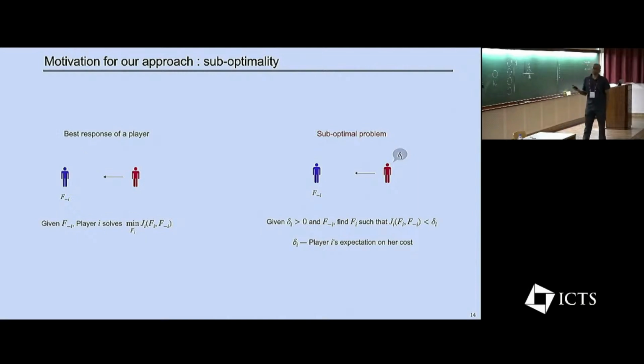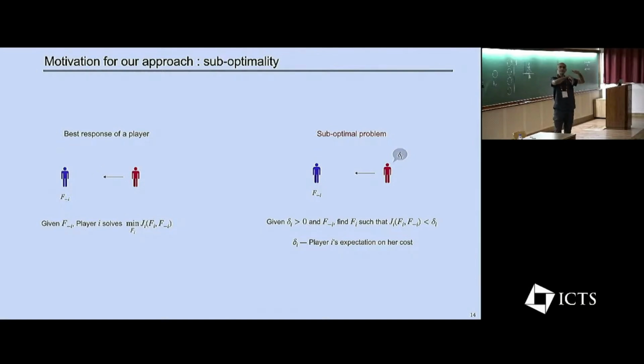But here we look at a suboptimal problem. Given the opponent strategy, player I has an expectation of what the cost is, saying that I know the opponent strategy, and I also know what cost I want to achieve. This delta I is a bound on player I's cost. So here player I is trying to find strategies which will ensure that his cost is below this bound delta I. Okay, is it clear?